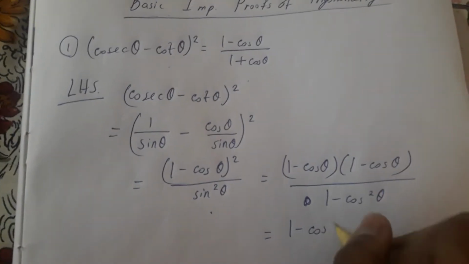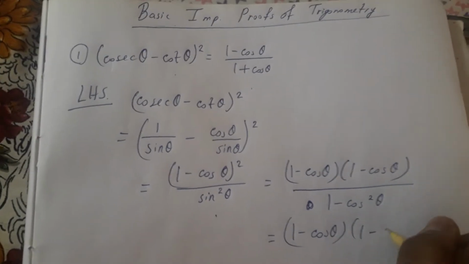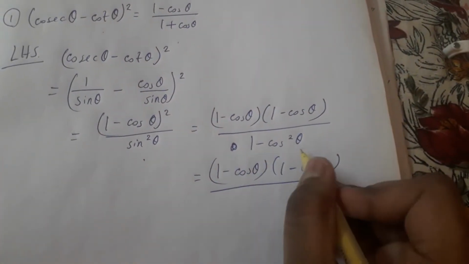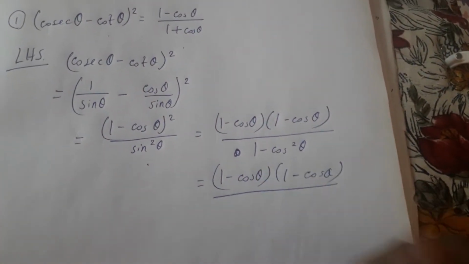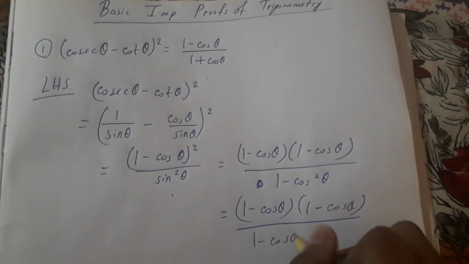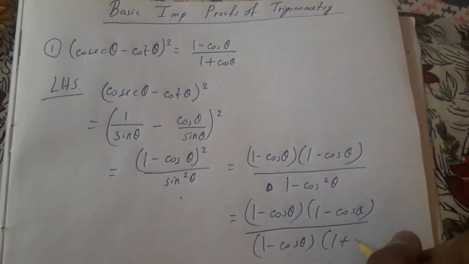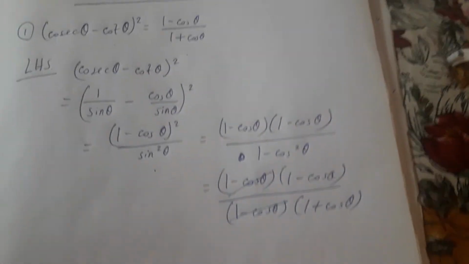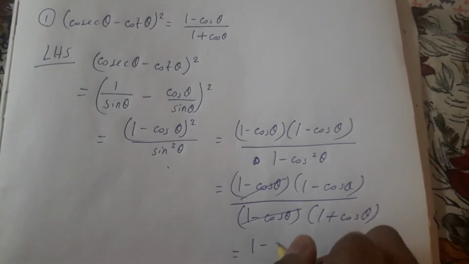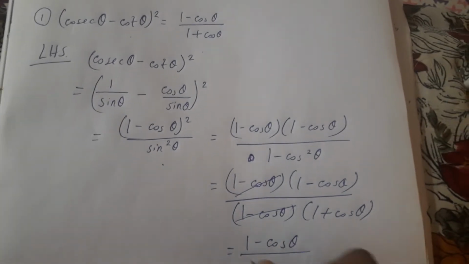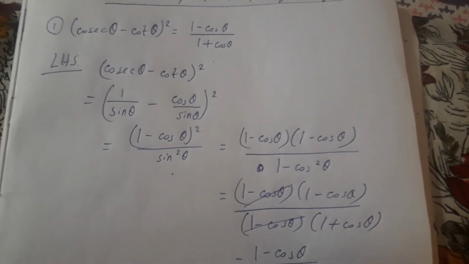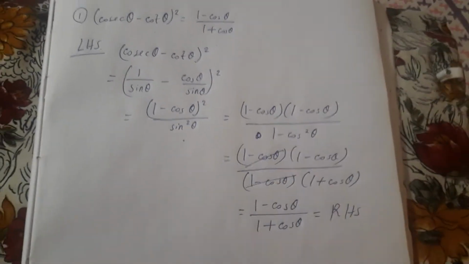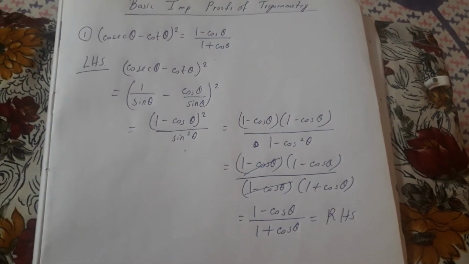Here the numerator will be the same, (1 minus cos theta) into (1 minus cos theta). Now see, this is in a square minus b square format, that is 1 minus cos square theta, so it will be (1 minus cos theta) into (1 plus cos theta). Now this will cancel out and hence the next step will be (1 minus cos theta) divided by (1 plus cos theta), and this is your RHS. Okay, this is the first one.